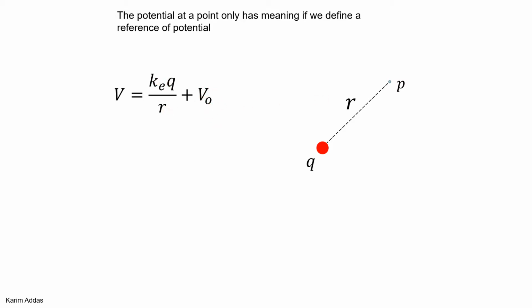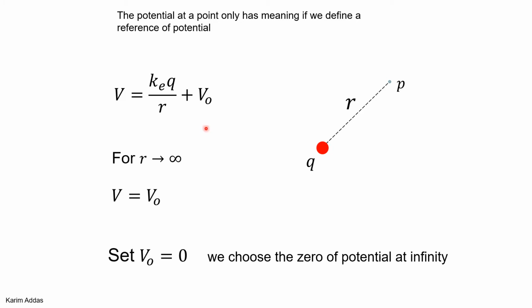Now here is where people can make a convention, or a convenient choice of a reference of potential. If you put r equal to infinity, then this gives you 0. So the potential is equal to V node. So V node is the value of the potential at infinity. We're going to make a convenient choice. Let's set V node to be 0. This means that we're choosing the reference of potential where the potential is 0 to be at infinity.